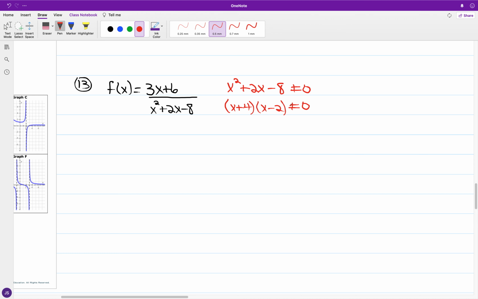Okay, so just kind of do a little bit of shorthand here. So x plus 4 cannot be 0, so x cannot be negative 4. x minus 2 cannot be 0, so x cannot be 2.